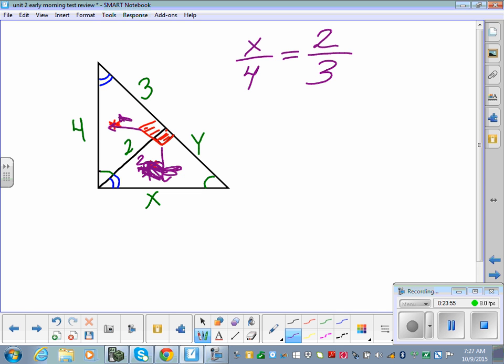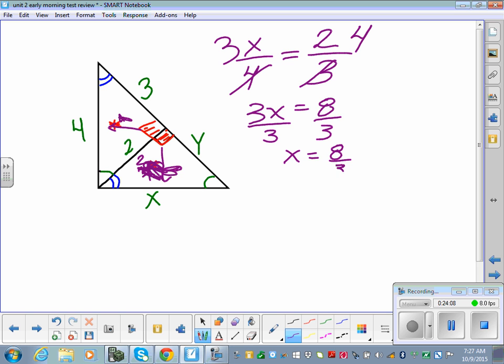So then we cross multiply: 3x is equal to 8. Multiply both sides by 4, divide both sides by 3. So x is equal to 8/3, right?